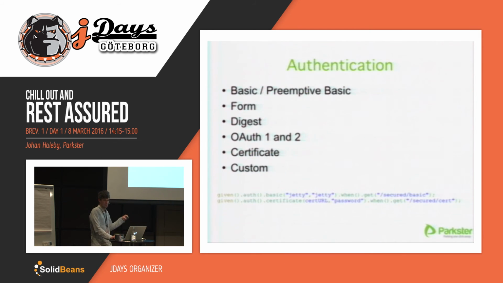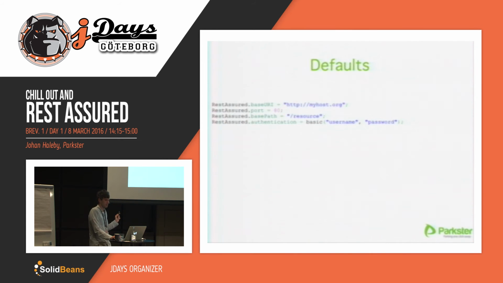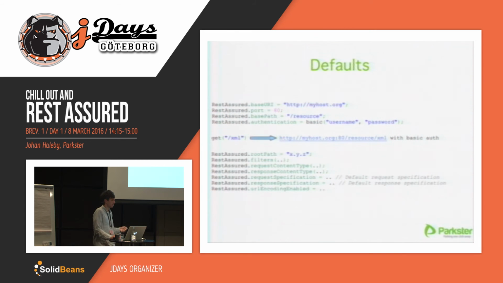And I mentioned that you can do a lot of configurations in REST Assured, and one way to do it is to do it statically. So in this example, we set the base URI to be myhost.org, and port to be 80, and the base path to resource, and we want authentication to be basic authentication. And now this configuration will be applied to all of your requests that you make with REST Assured. So now if we make a request to /xml like this, what will happen is that it will actually go to http://myhost.org with port 80 /resource/xml, and it will use basic authentication. So that can be pretty convenient as well. And you can do a lot of these configurations statically or for a single request if you like. And you can reset it as well.